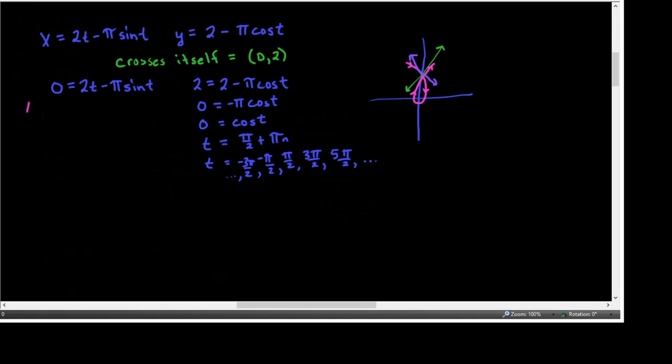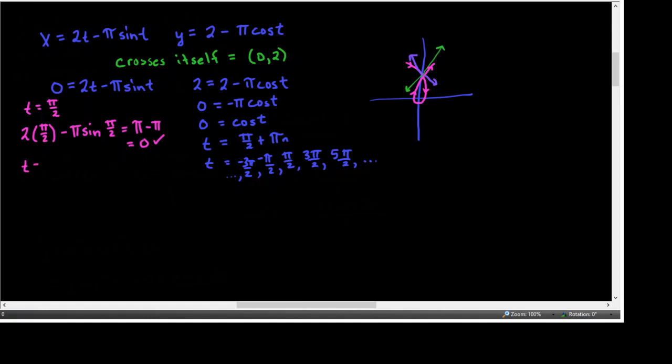So I'm tempted to try, for example, pi over 2, the smallest positive answer. So let's check that out. What is 2 times pi over 2 minus pi times sine of pi over 2? Well, 2 times pi over 2 is pi. Sine of pi over 2 is 1. Pi minus pi times 1 is 0. And that checks out. So that's a good one.